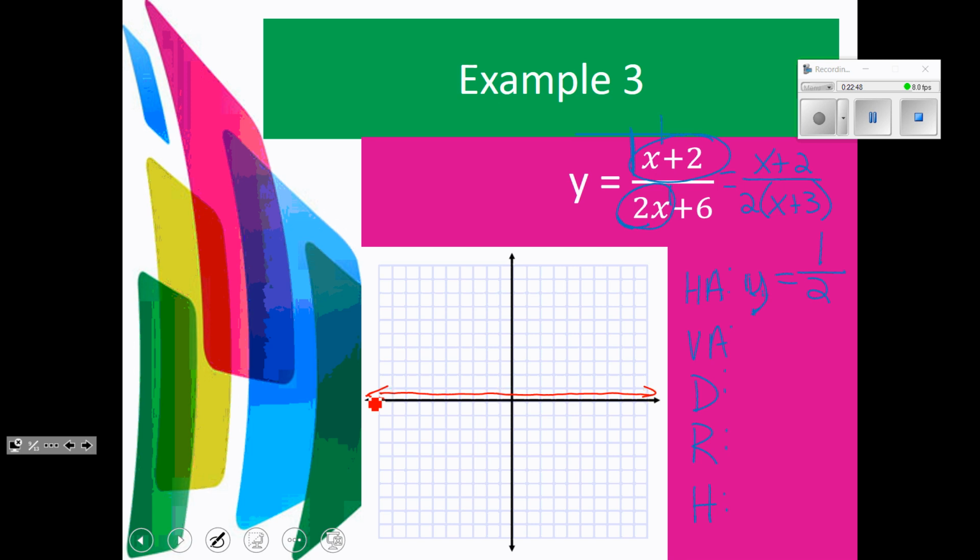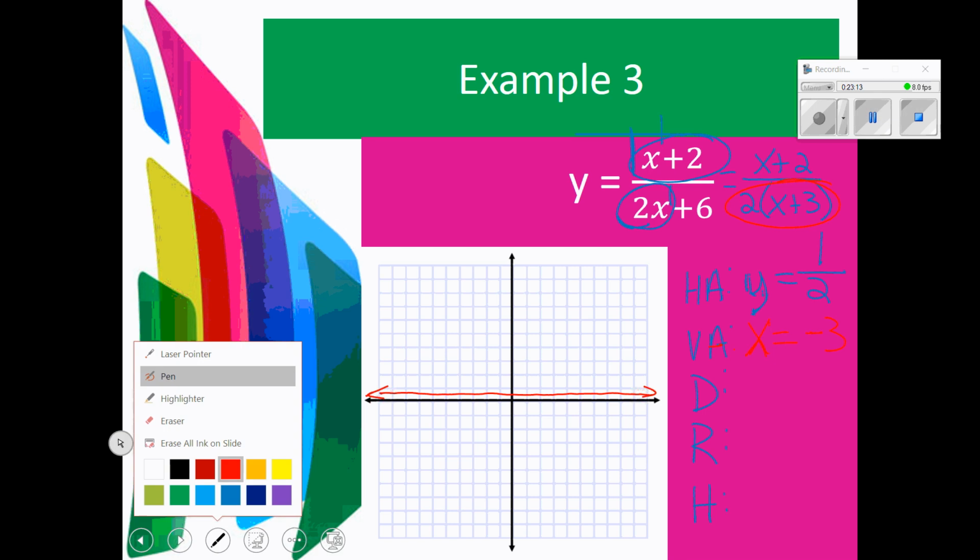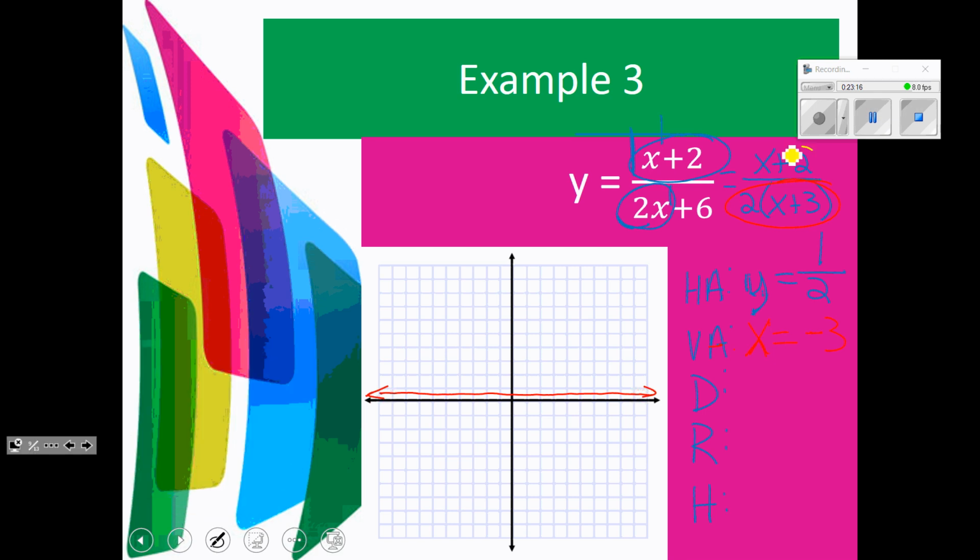Your vertical asymptote is what makes the denominator 0. What can x not be? Again, you have to have it factored to be able to do that. So x cannot be -3. So I know you have a vertical asymptote at x equals -3. And I know it's not a hole because it doesn't cancel. X plus 2 and x plus 3 do not cancel. If it canceled, then it would be a hole. So I know the holes are none.